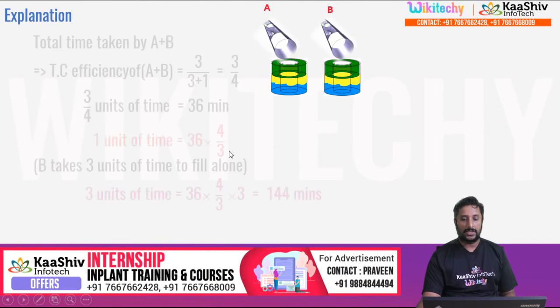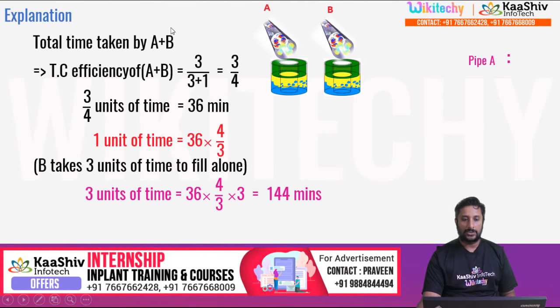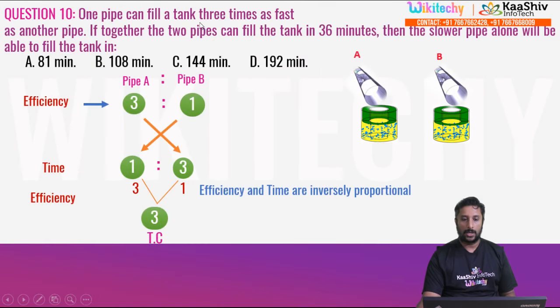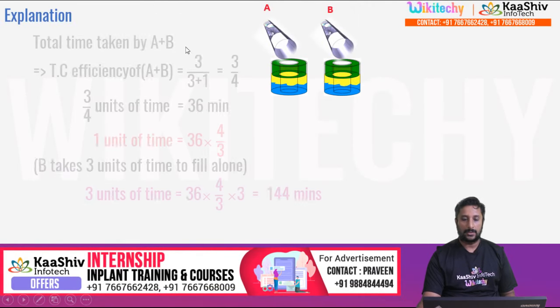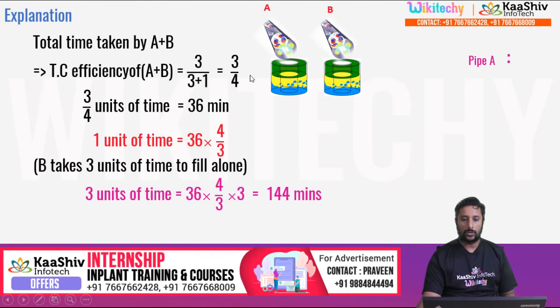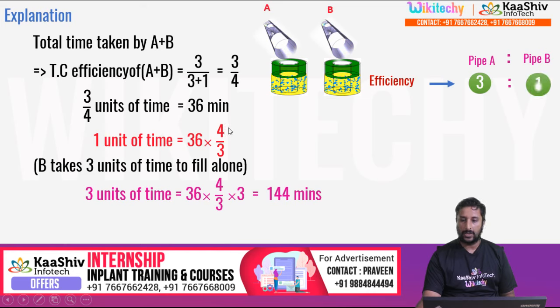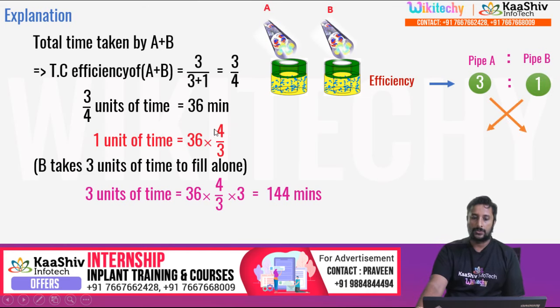Okay, over here what I'm trying to do is find the total time taken by A plus B, and the efficiency is calculated by 3, because it's almost 3 times faster, right? So 3 divided by 3 plus 1, you get 3 by 4. 3 by 4 units of time is equal to 36. So 1 unit of time is 36 into 4 by 3. So the answer is almost 36 into 4 by 3.